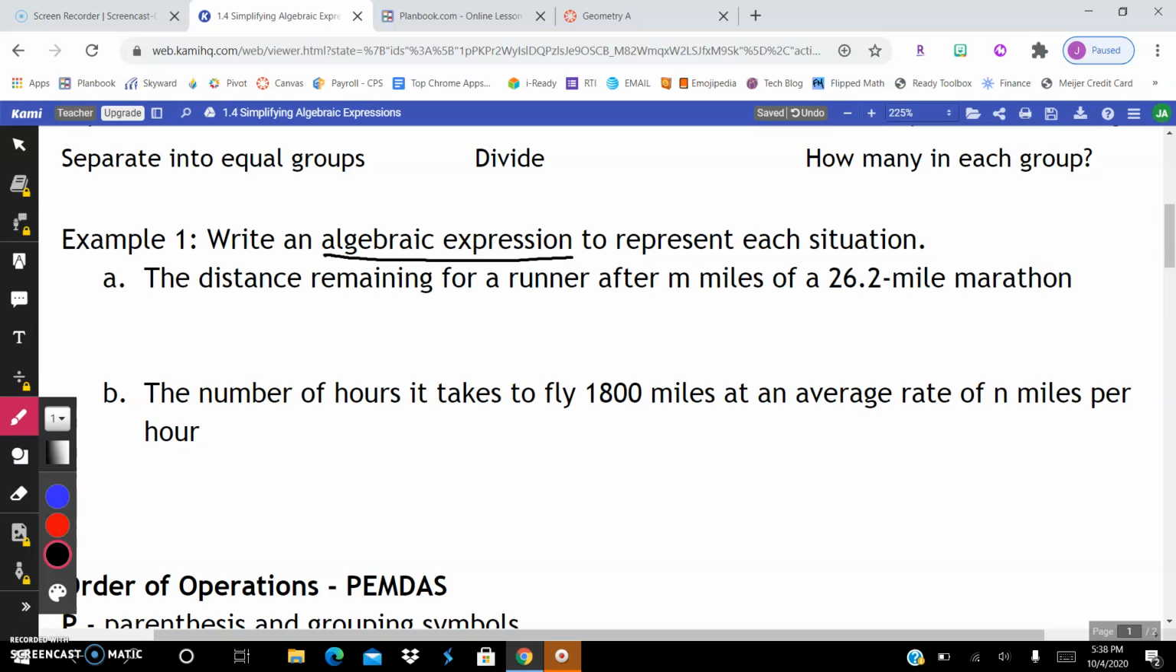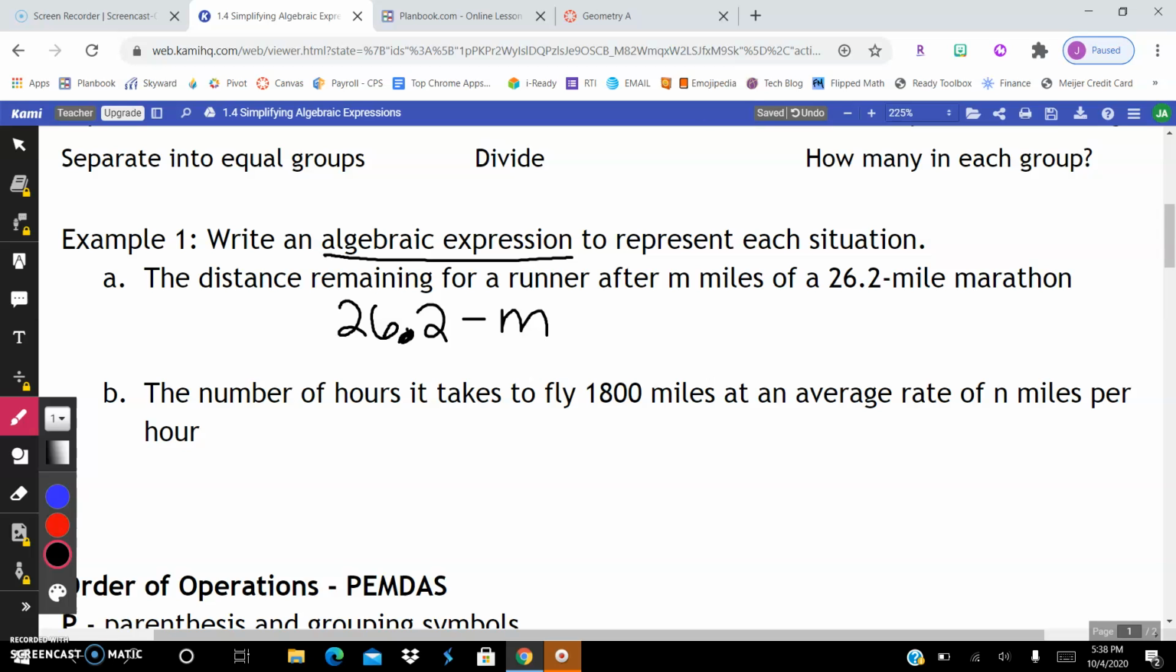So the distance remaining for a runner after m miles of a 26.2 mile marathon. I'm going to start with, we know the total is 26.2. And this person has already run m miles. So they want to know what is the distance remaining. So we're going to have to take off, or subtract, the m miles they already ran. So 26.2 minus m there.